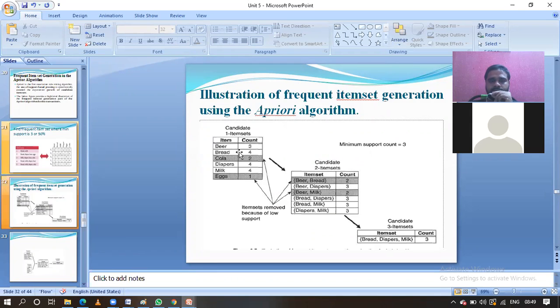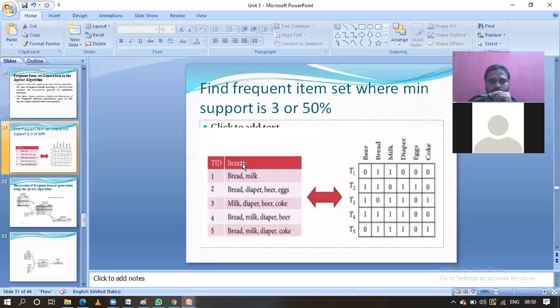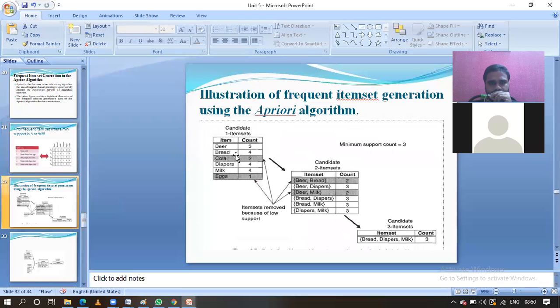First, we have to generate the candidate item set for one, guys. In this candidate item set we have to write down all the items and how many times each occurred. For example, beer is available 3 times. Likewise bread 4 times, milk 4 times. So these things we have to write here: beer 3 times, wheel 3 times, bread 4 times, milk 4 times. Likewise, we have to write them down in the candidate one item set.